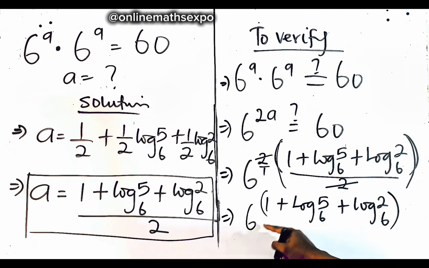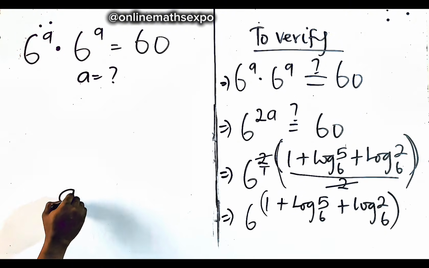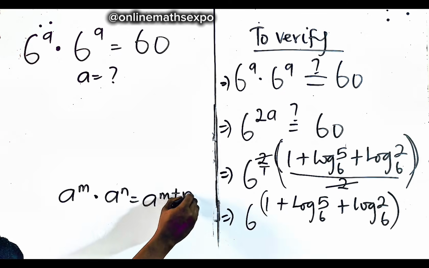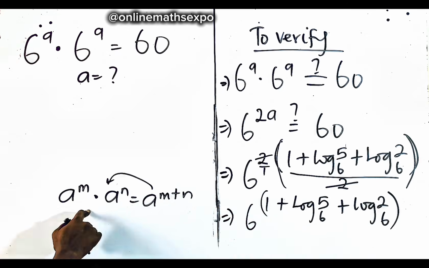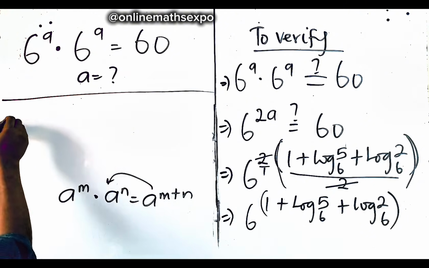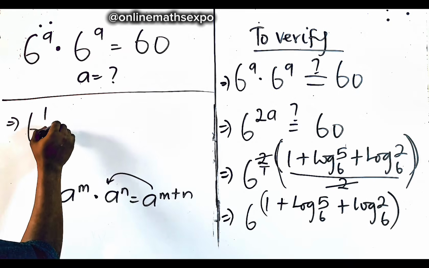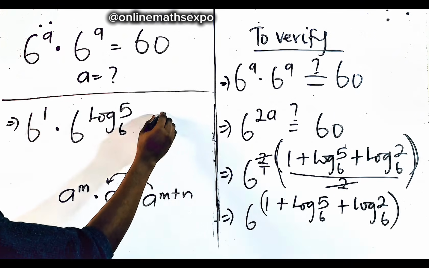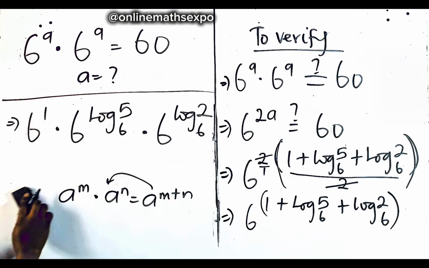Now what do we do? All these are the power for this 6. What you just need to do is to remember what we stated earlier. We said if A raised to power M is multiplied by A raised to power N, it is A raised to power M plus N. So let's reverse it. So we want to take this back to this form. In that case, we are going to now have 6 to the power of 1, addition turns to multiplication. So you have 6 to the power of log 5 base 6 multiplied by 6 to the power of log 2 base 6. So what do you do next?